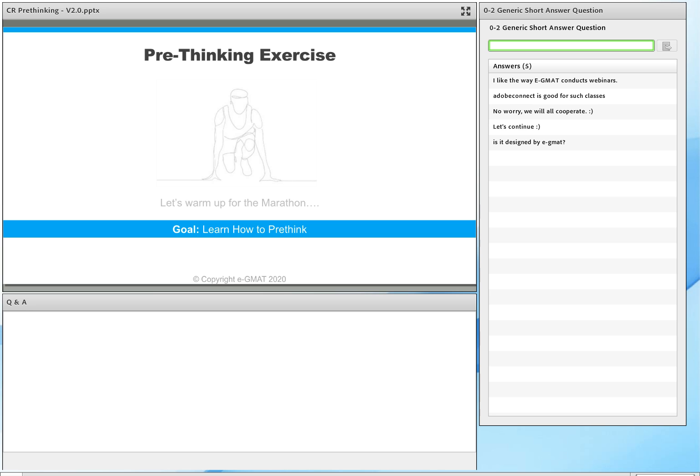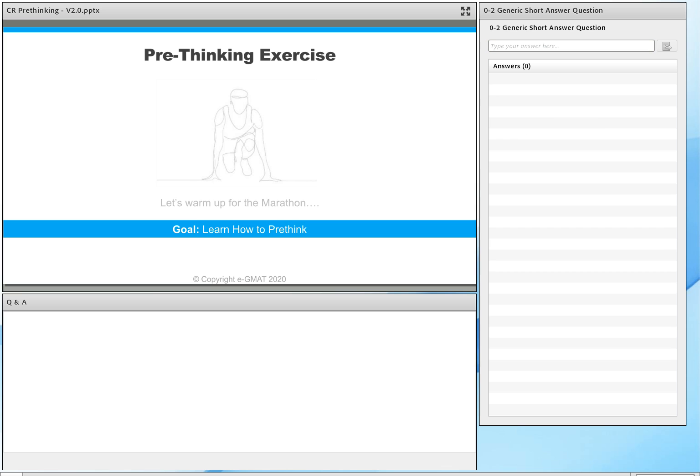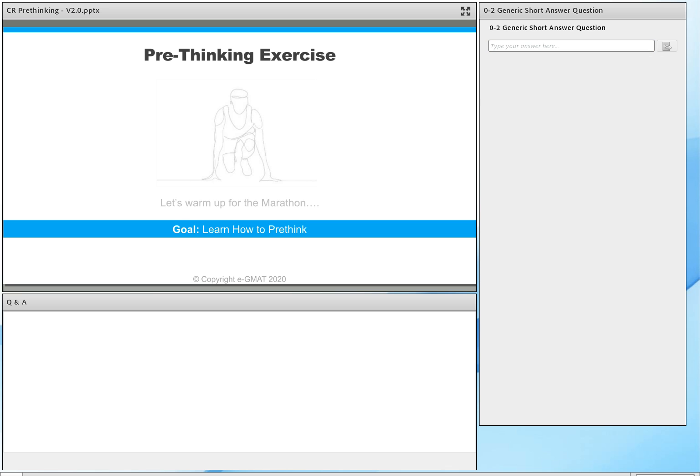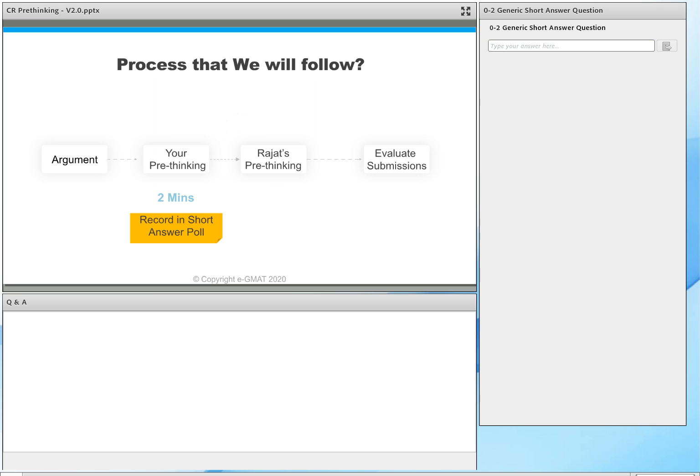Okay, so let's get into our pre-thinking exercise. What I'm going to do next is give you an argument. It's going to be a bit more sophisticated, and I'm going to give you 3 minutes to pre-think. So there will be no answer choices. All you have to do is tell me, what does the author assume over here? So I'm going to clear those polls, and thank you for that feedback. We truly appreciate that. Let's go forward.